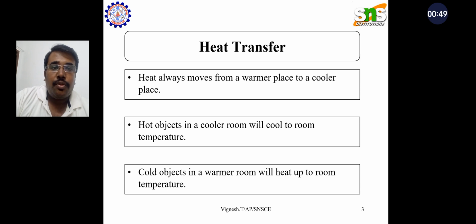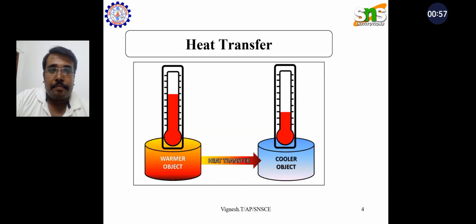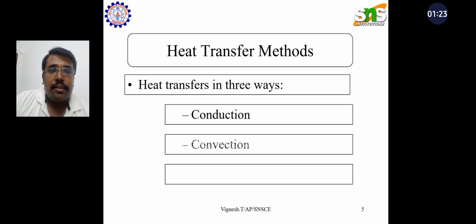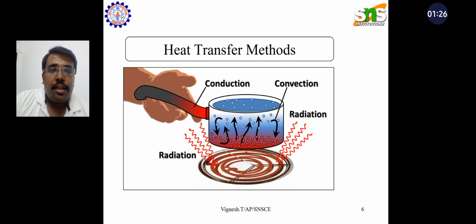Heat always moves from a warmer place to a cooler place. An example: if you are holding two different water bottles with two different temperatures and you mix them well, the temperature will become an equilibrium state. That is the main aspect. So these are the three ways: conduction, convection, and radiation.